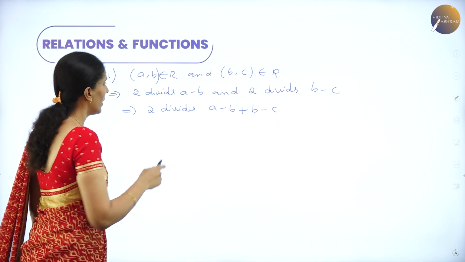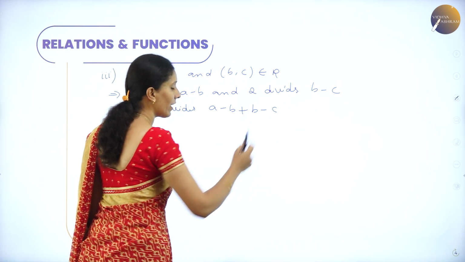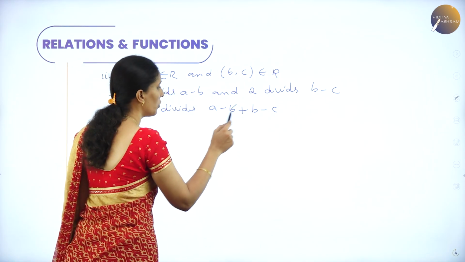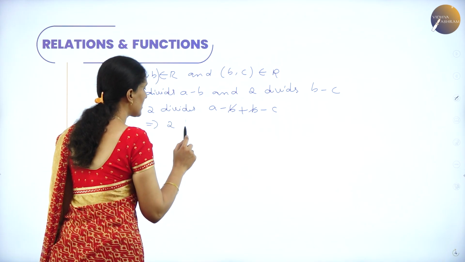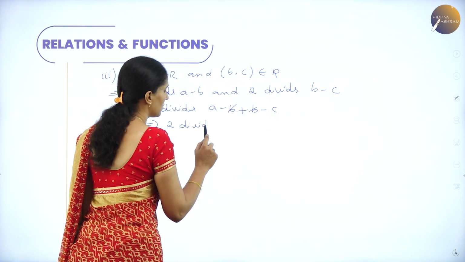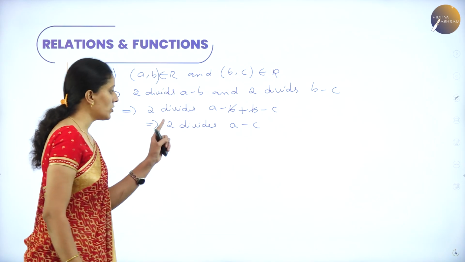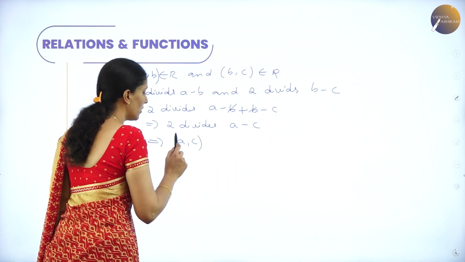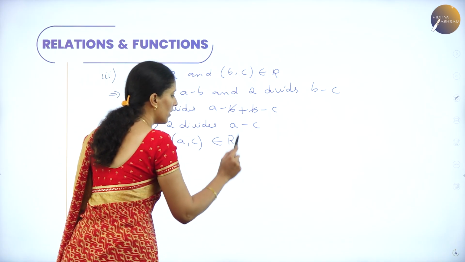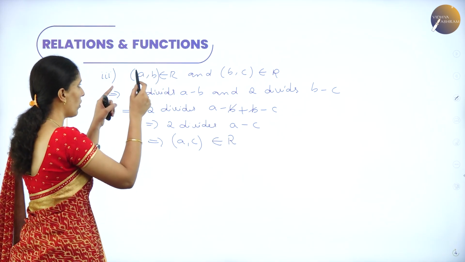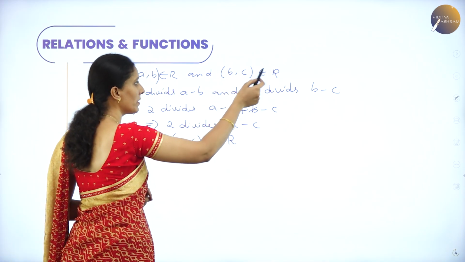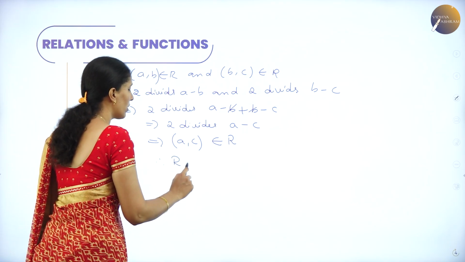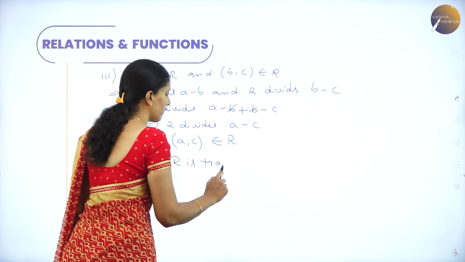Hence, we can write: if 2 divides A minus B and 2 divides B minus C, we can write 2 divides A minus B plus B minus C, which implies 2 divides A minus C. Once we have 2 divides A minus C, what can we conclude? We can conclude the ordered pair A comma C is in R. So for A comma B belongs to R and B comma C belongs to R, we are getting A comma C belongs to R. So therefore, R is transitive.